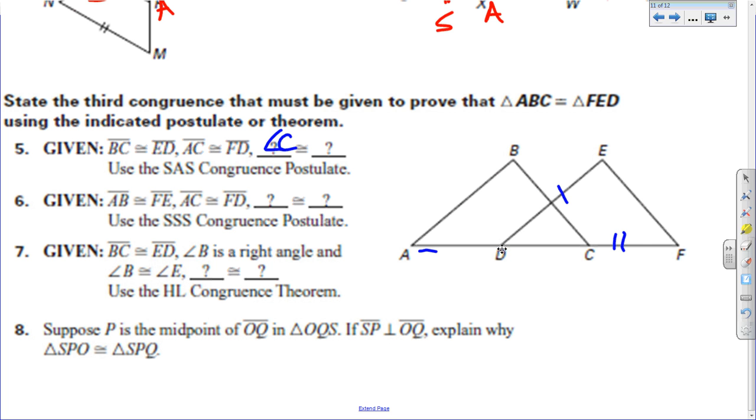I got a side. I got another side. I need the angle in between. So angle C has got to be congruent to angle D. All right, AB is congruent to FE. AC is congruent to FD. So I need to know is BC is congruent to ED. That's good.